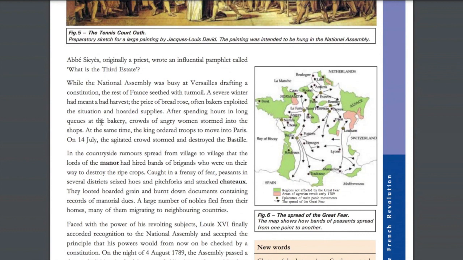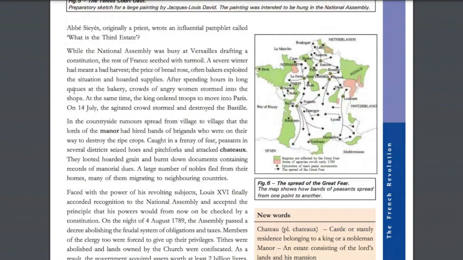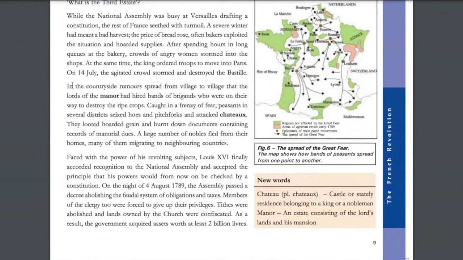After spending hours in long queues at the bakery, crowds of angry women stormed into the shops. At the same time, the king ordered troops to move into Paris. On 14 July, the agitated crowd stormed and destroyed the Bastille. So why was the Bastille stormed? Because the condition was not good. The National Assembly was drafting the constitution and people were facing turmoil, and at the same time the king ordered troops to move into Paris, and the agitated crowd stormed and destroyed the Bastille fort.